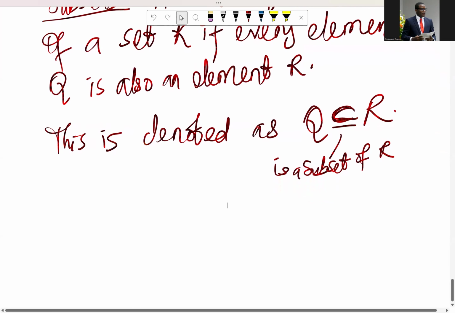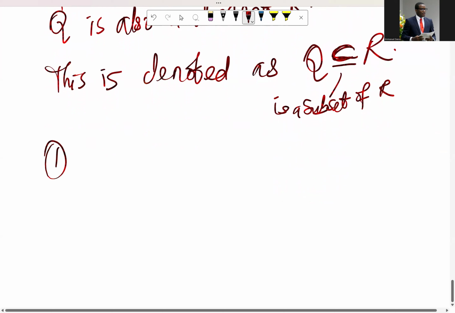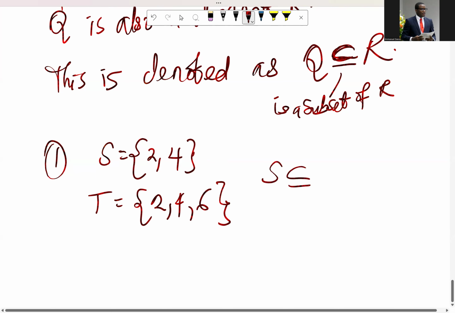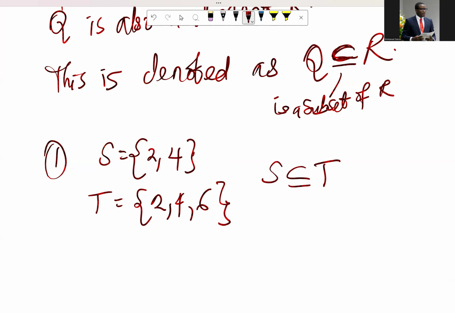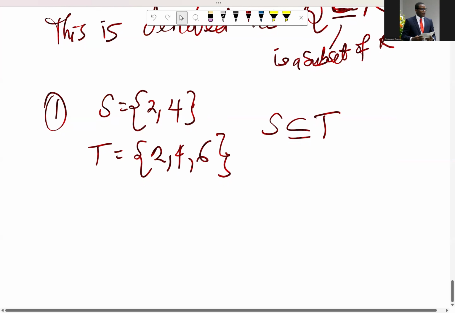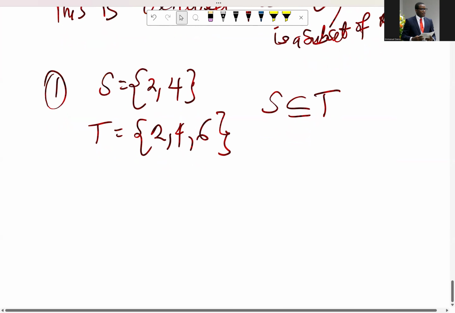So let's take some examples. First example, you have S to be {2, 4} and T to be {2, 4, 6}. In this case, we can say that S is a subset of T, because every element in S is found in T, although T has more. Now, we can also have another example, say two.